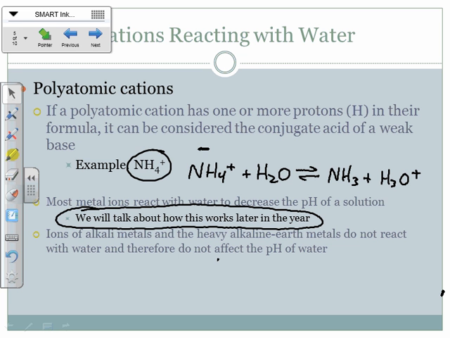Now, the exception here is the ions of the alkali metals and the heavy alkaline earth metals. When I say heavy, I mean calcium, strontium, barium, radium. Those are the ones that don't affect the pH of water. They're not going to react with water at all, so you just have to remember that. The alkali metal ions are kind of the lazy ions on the periodic table. They really don't do much of anything in water. They don't precipitate with anything, and they don't change the pH of the solution. They don't react with the water.